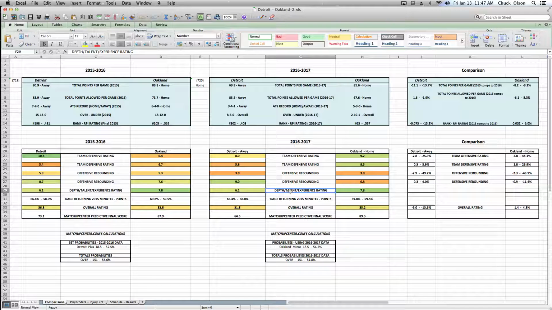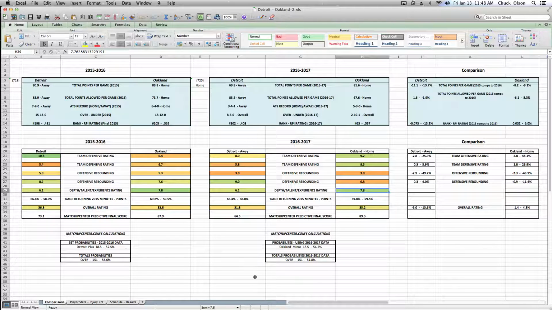So now we come back over to depth, talent, experience, and rating. We got 7.1. Now, it's interesting because these two numbers are the same. They're close. So that tells me that these guys maybe have a veteran team, in the fact that there are more seniors and juniors as opposed to the players here. There may be more sophomores and juniors. Here we're probably looking at more juniors and seniors.